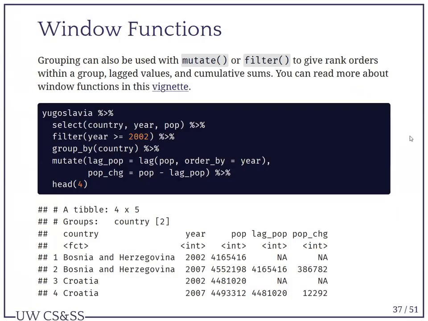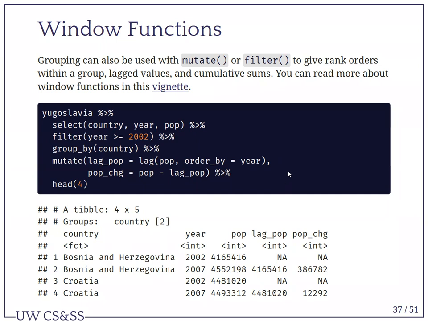So for instance, you can take the Yugoslavia data and then select country, year, and population, and then filter year is greater than or equal to 2002, and then group by the country, and then mutate. The lag population is equal to the lag function of the population, and then ordered by year. So it knows that within each country group to check the previous year for that population number. And then you can make population change column is equal to the population minus the lag population that you made here.